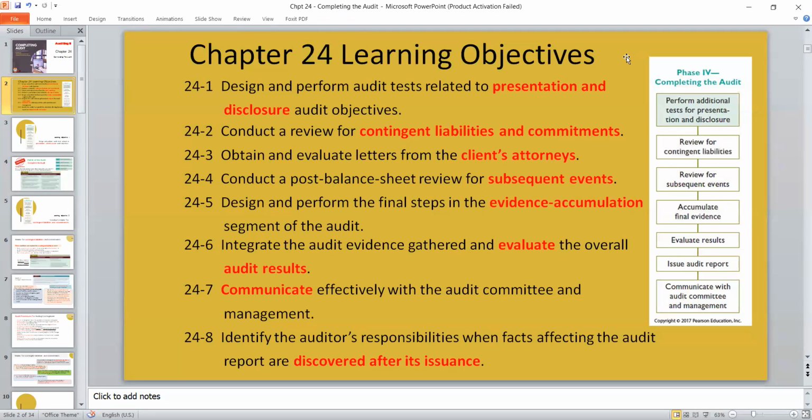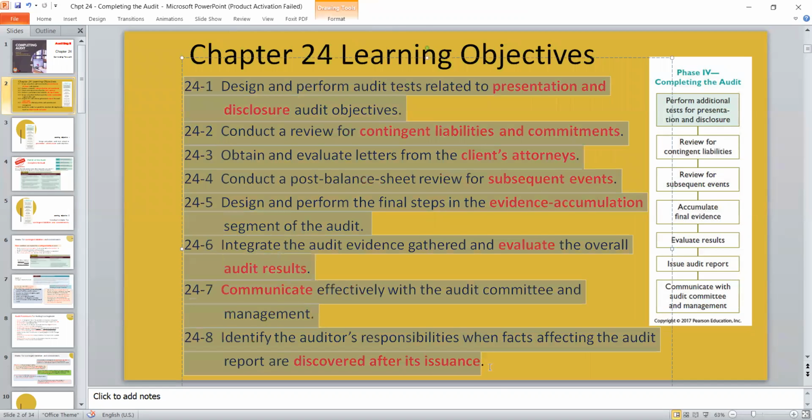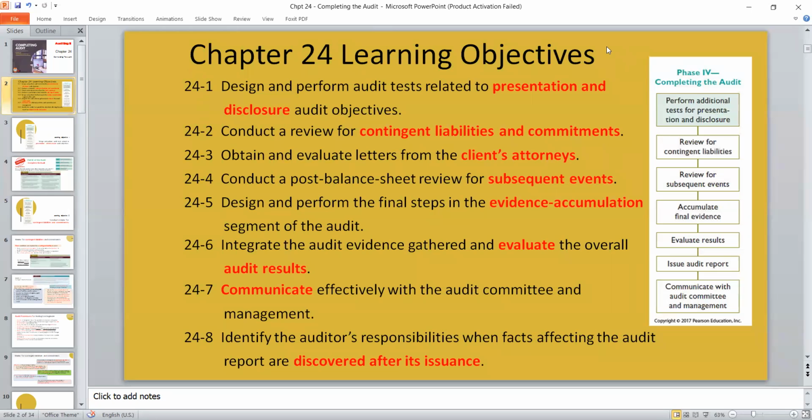For the learning objectives, there are 8. In summary, this chapter will discuss this image, phase 4 about completing the audit, and in here you will learn new terminology like contingent liabilities, subsequent events, and others.